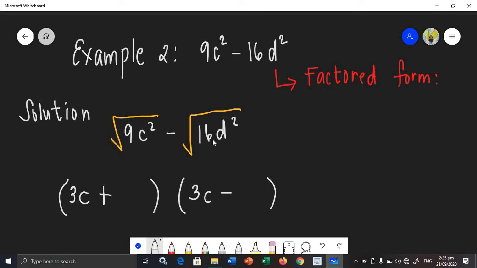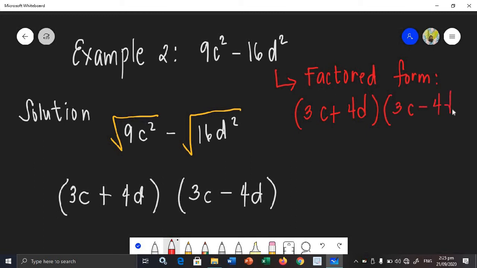How about in the second term? So, square root of 16, that is 4. Square root of d squared, that is d. So, 4d. Therefore, that will be your factored form. So, quantity 3c plus 4d, and quantity 3c minus 4d.